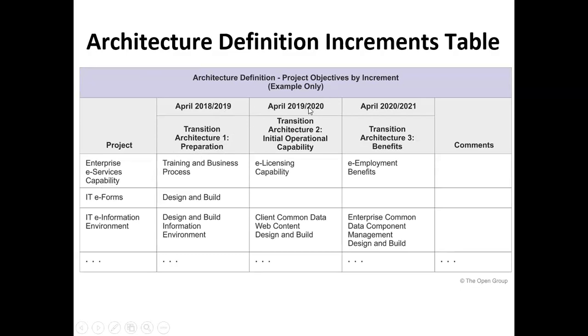Second one, April 2019-20, you did the transition to the initial capabilities developed, the e-licensing capability. Third one, April 2021, transition 3, you get the final benefits. Got it? Yeah. This is called the definitions increment table. Where do you think you can use it? Where you plan it out, rolling it out in phases, or where you plan for an iterative way of developing.